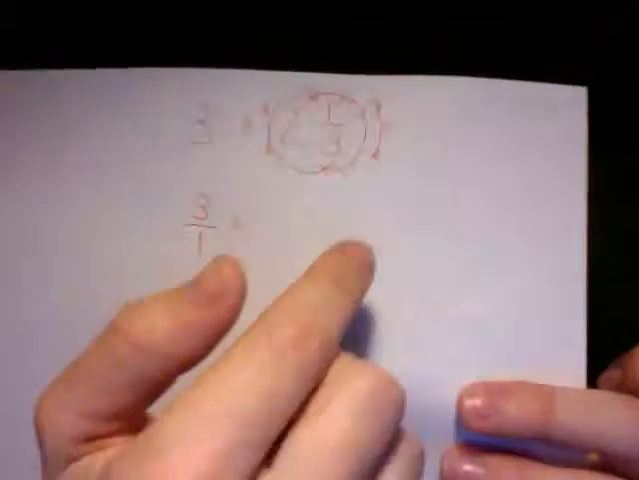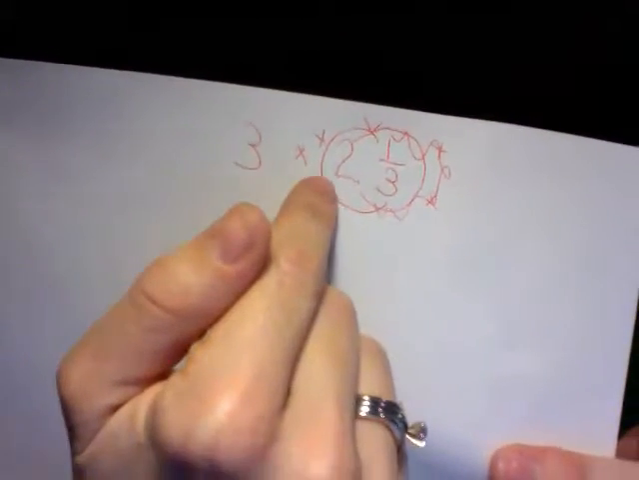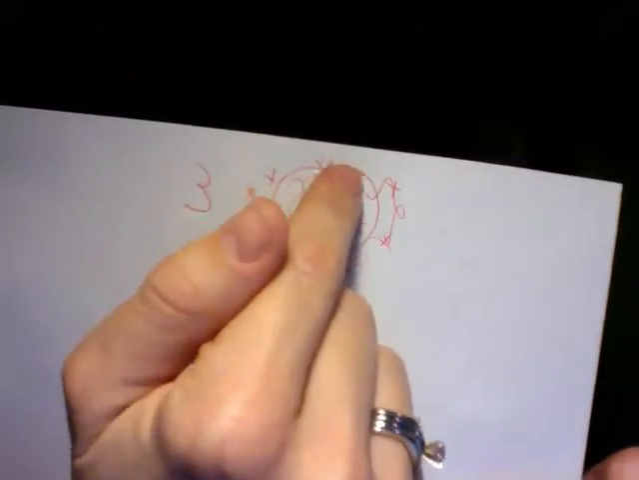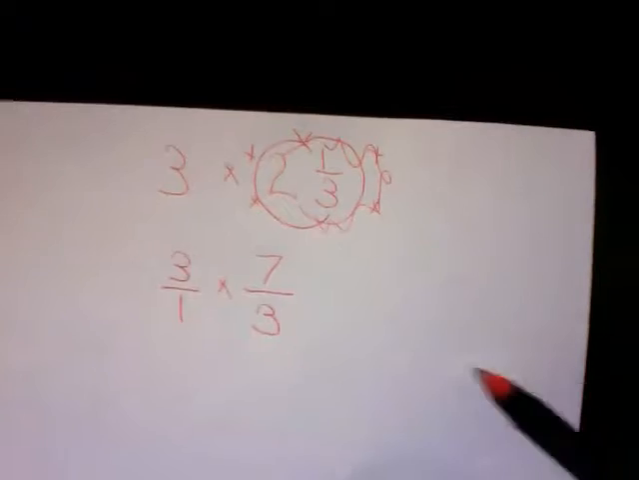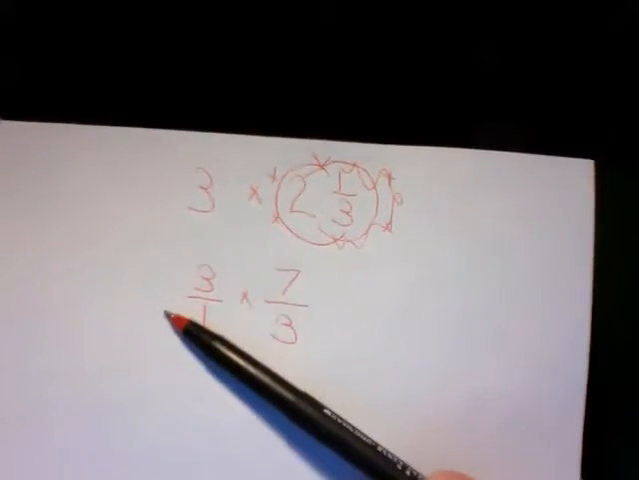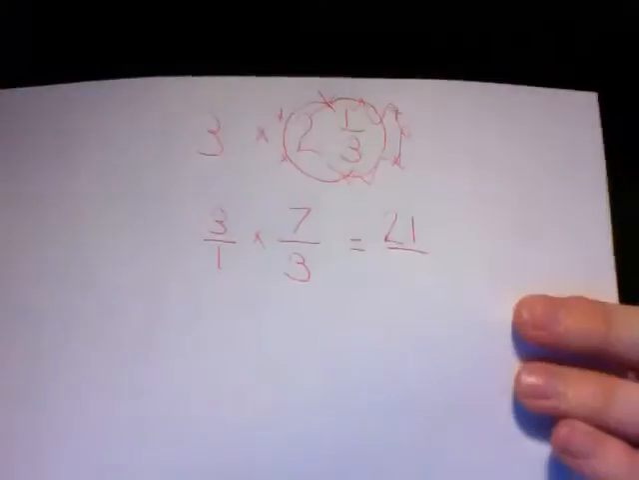I totally wrote it backwards. Okay, that's better. 3 times 2 is 6. 6 plus 1 is 7. I guess it could have gone either way. And my denominator is 3, so 7/3. So we have 3 over 1 times 7/3. Now we're just going to multiply numerators. 7 times 3, which is 21. And then 1 times 3 is 3.